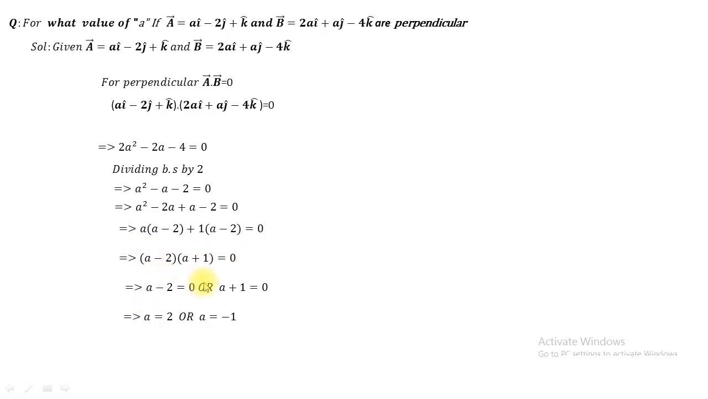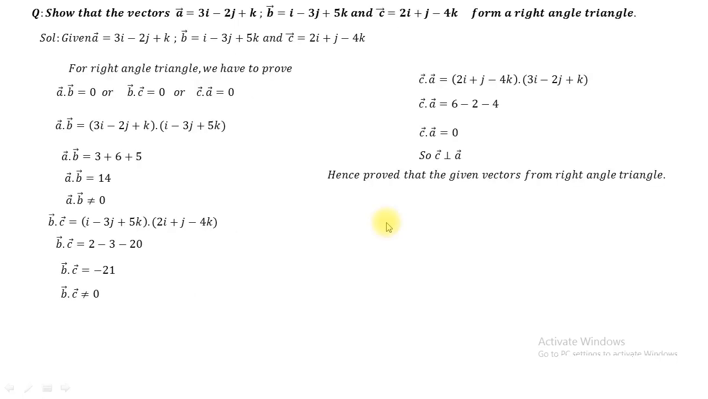So a minus 2 is equal to 0 means a is equal to 2, and a plus 1 is equal to 0 means a is equal to minus 1. So if we put a is equal to 2 or a is equal to minus 1 in these two vectors, then we can verify the result for the scalar product, that the scalar product of these two vectors will be 0, meaning the vectors will be perpendicular under this condition.